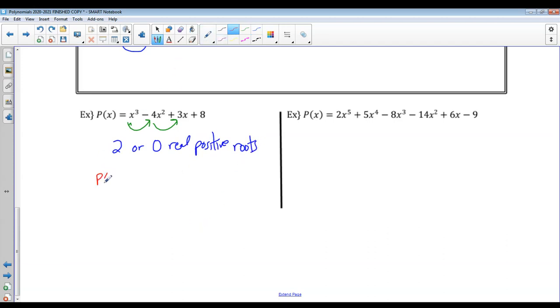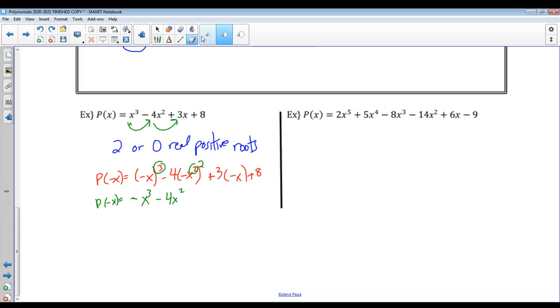Now we do p of negative x. All right, so negative x to the third. You don't need to show this every time. You're going to get the hang of finding the pattern here. Minus 4 times negative x squared plus 3 times negative x plus 8. So basically the short version is whenever there's an odd power, the sign changes, right? Negative times negative x is negative x cubed. Negative x squared is positive, so the sign doesn't change here. Okay, so if it's an odd power, the sign changes. Oops, that 2 should have been out here, my bad. If it's even, the sign doesn't change.